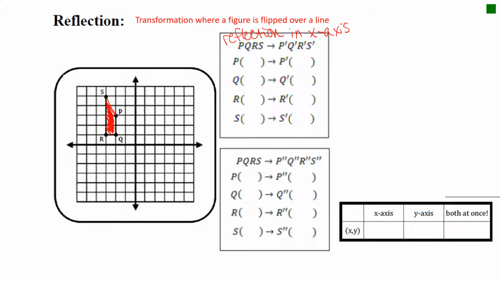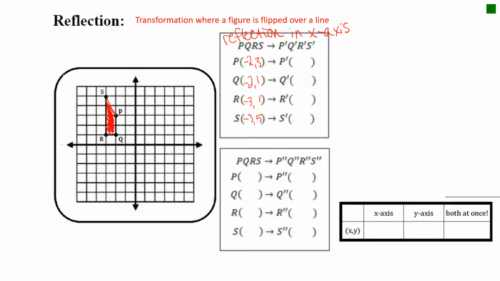So before we actually do the reflection, we should write down the ordered pairs or the coordinates of our pre-image points. So point P is -2, up 1, 2, 3. Point Q is -2, 1. R is -3, 1. And S is -3, 5. Those are just the ordered pairs or the coordinates of our 4 pre-image points.